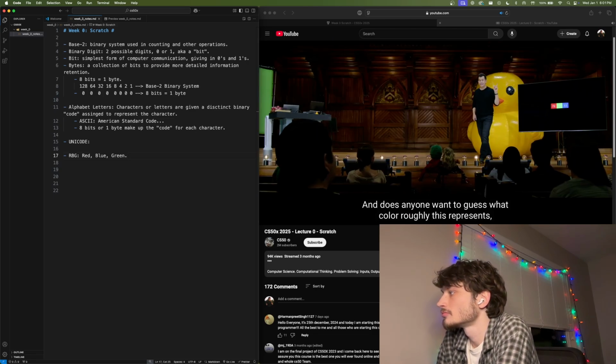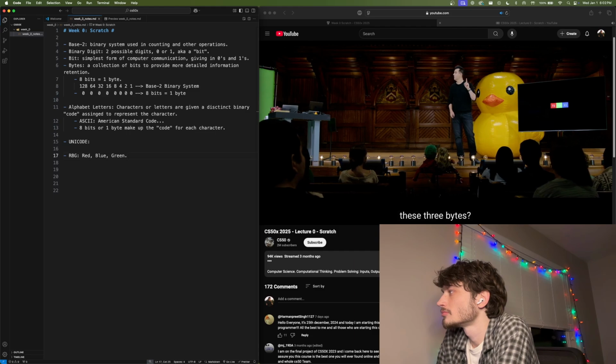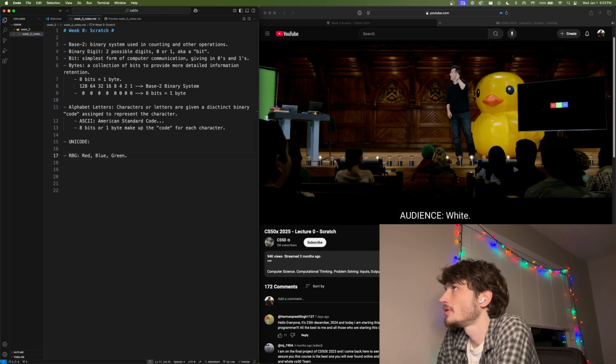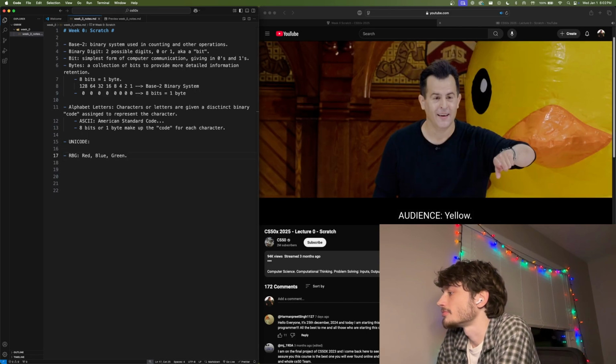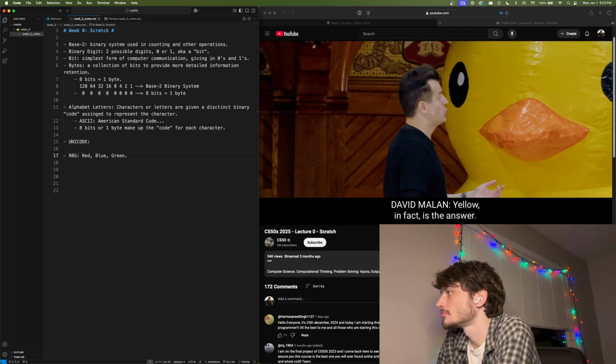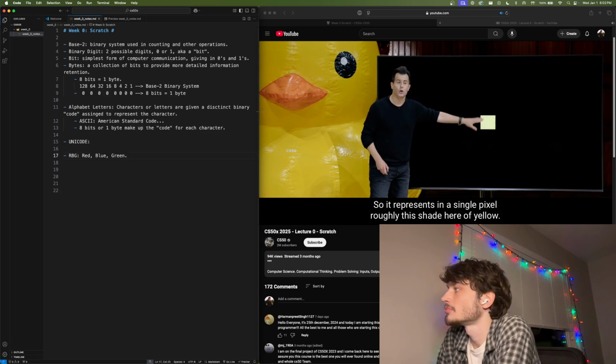And does anyone want to guess what color roughly this represents? These 3 bytes? Purple plus green would be... Not white, not purple, not brown. Oh. Yellow, in fact, is the answer. So it represents, in a single pixel, roughly this shade here of yellow.